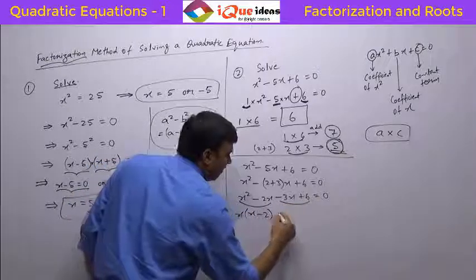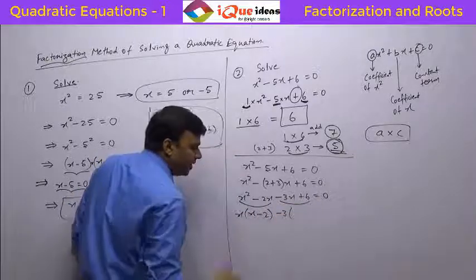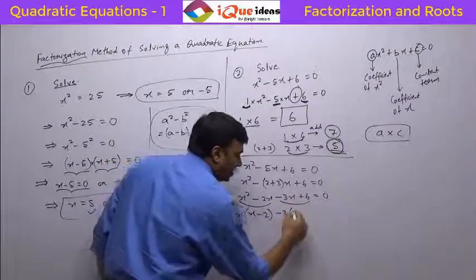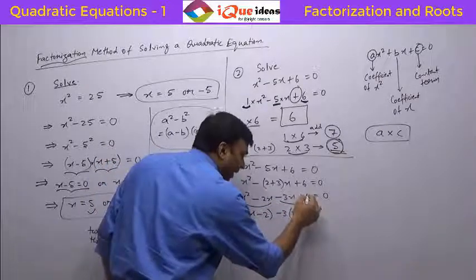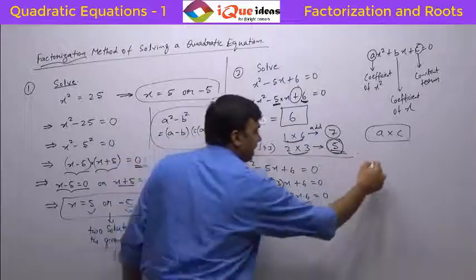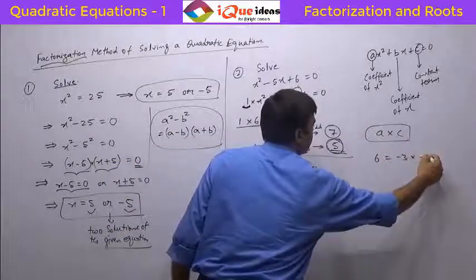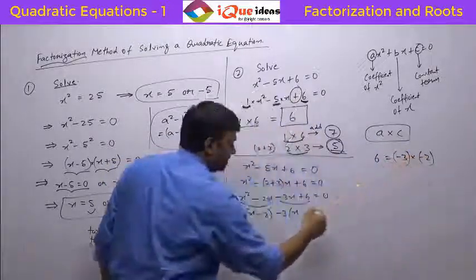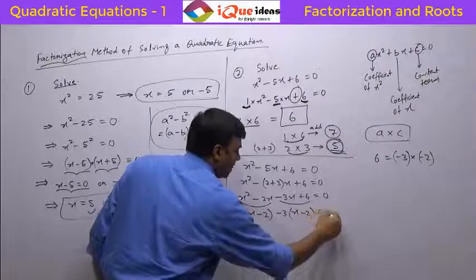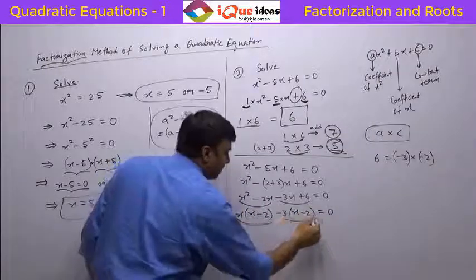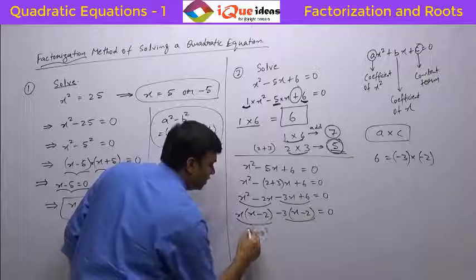Now, from these two, take minus 3 common. So, from minus 3x, if you take out minus 3, x will remain. And from plus 6, if you take out minus 3, see, 6 is equal to minus 3 into minus 2, right? So, if you take out minus 3, it will be minus 2 again. Then, if you see, from these two expressions, x minus 2 is common.